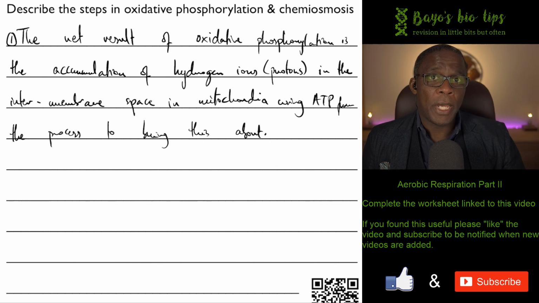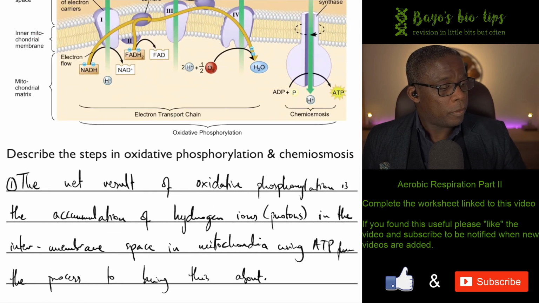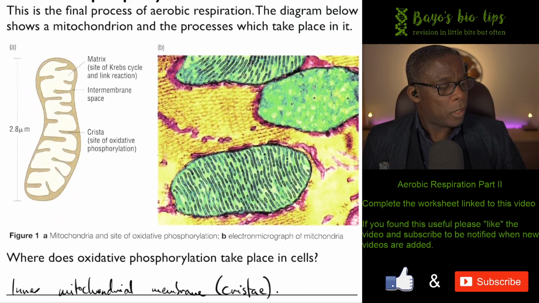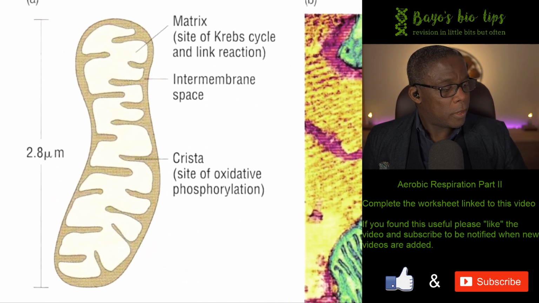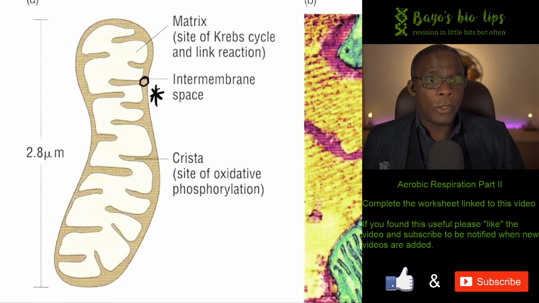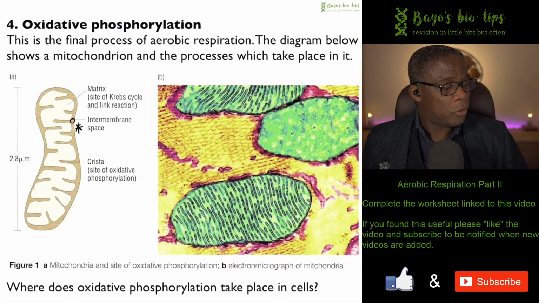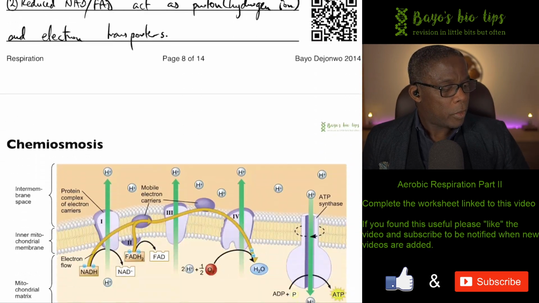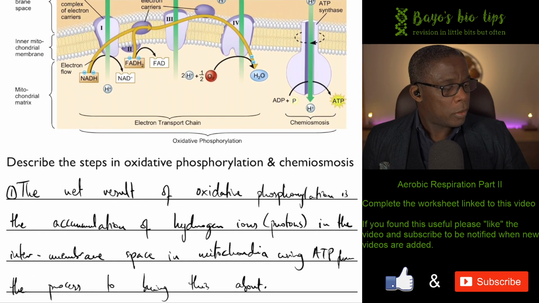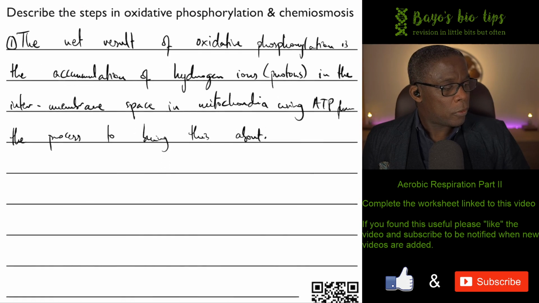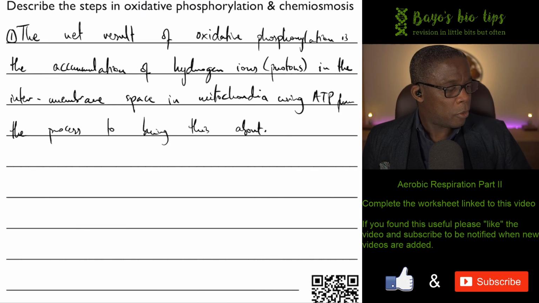The intermembrane space is the space in between. So if we go back to this diagram, the intermembrane space is the space in between the inner and the outer membrane of the mitochondria. Okay, so back to our summary of oxidative phosphorylation and how it's linked to chemiosmosis.